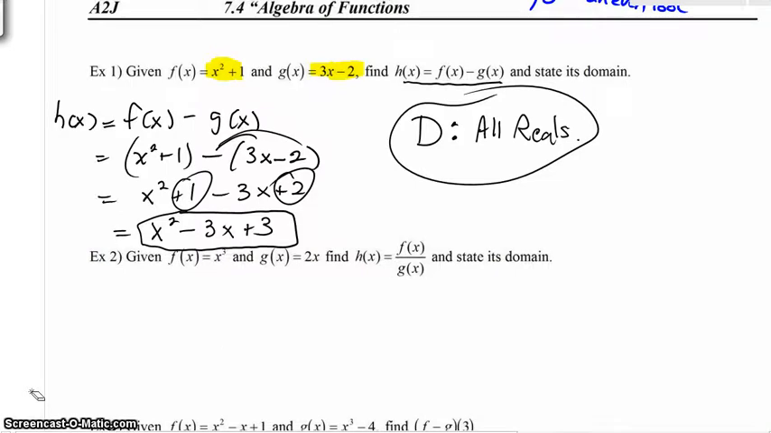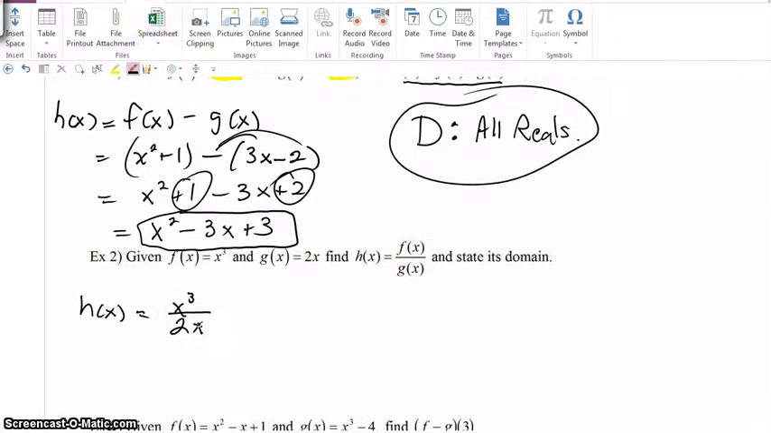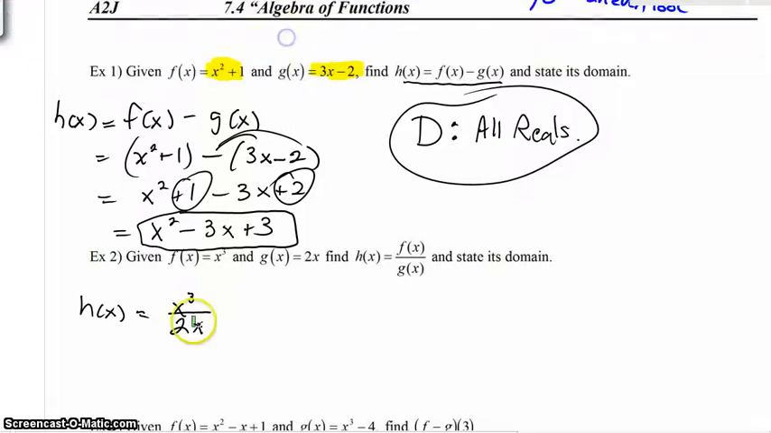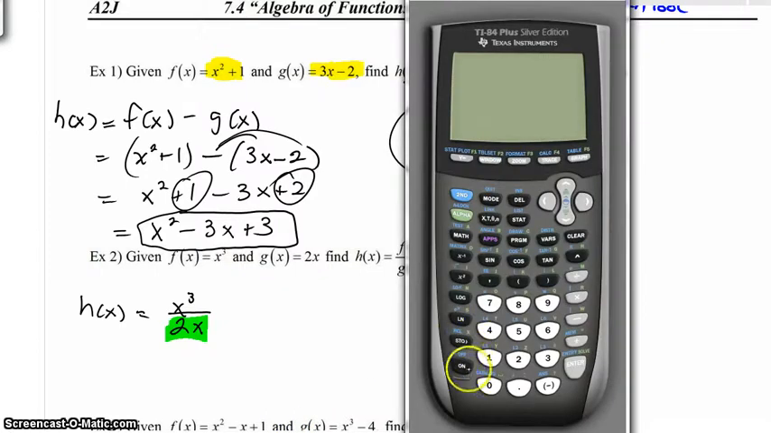In a similar fashion, take a look at number 2. H of x is f, which our f function could be x to the third, and g of x is down here, we'll have 2x. Now this problem is in fact noticeably different. It's noticeably different because we have a fraction. And the problem that we're faced with is there is a way that you could get a 0 in the denominator.